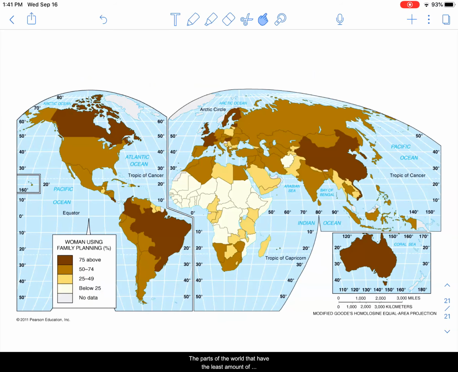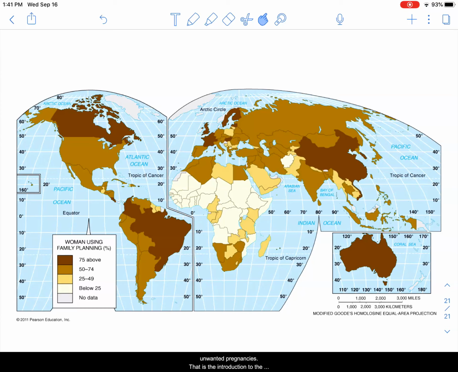The parts of the world that have the least amount of family planning, and you can see that in sub-Saharan Africa, are going to be the same parts of the world where the birth rate is the highest. And I think that makes a lot of sense because contraception is designed to help prevent unwanted pregnancies. And if those things aren't available in a country, you're more likely to find unwanted pregnancies.